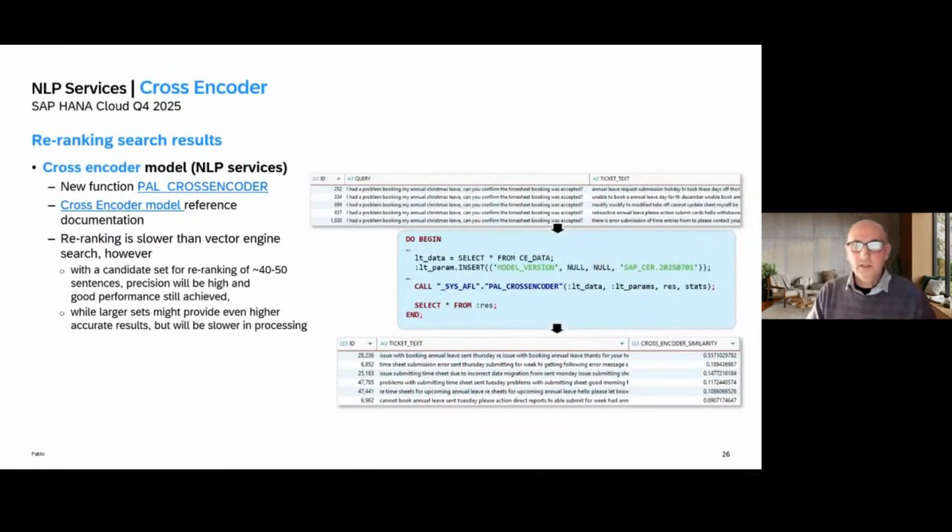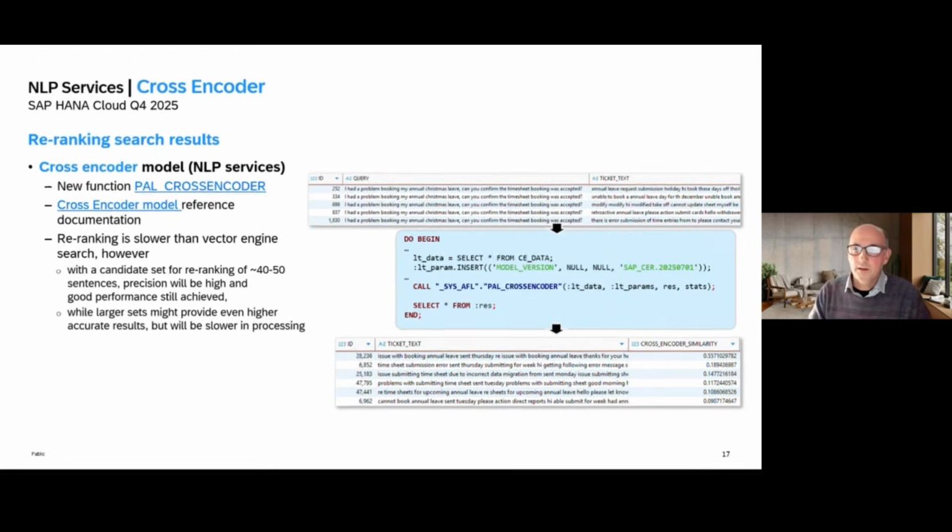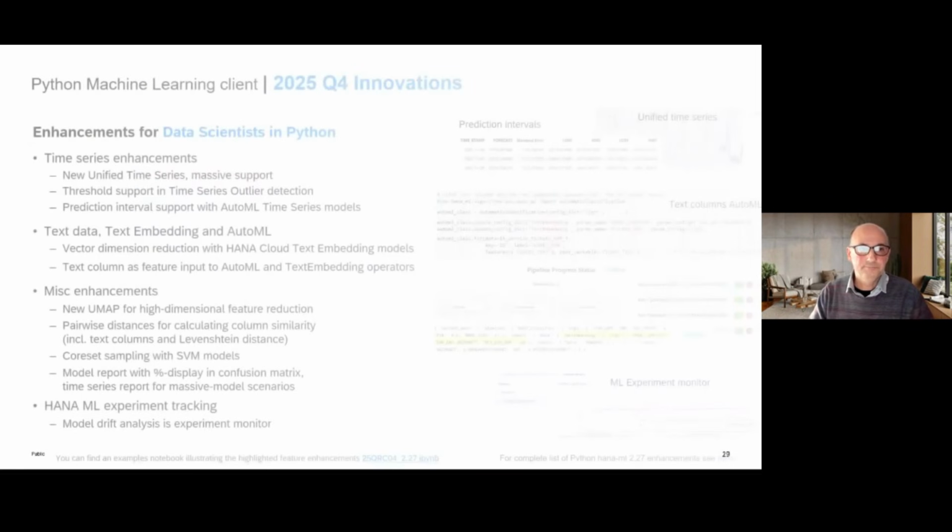If you want to look at the function, the cross-encoder function at this stage is a PAL function called PAL_cross-encoder. We basically just provide the model reference with the call, and then feed in the query as a column, the text for similarity, and the search results as the other column, and then we get a search result, which is then re-ranked with an improved, more accurate search result set.